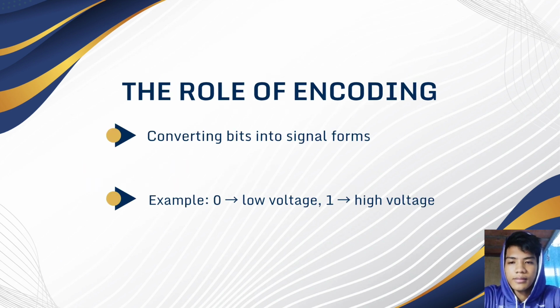In encoding, bits are transformed into signals. For example, a 0 can be represented by a low voltage, while a 1 can be represented by a high voltage. This simple conversion is the first step in ensuring that computers and devices can speak in a way the transmission medium can understand.